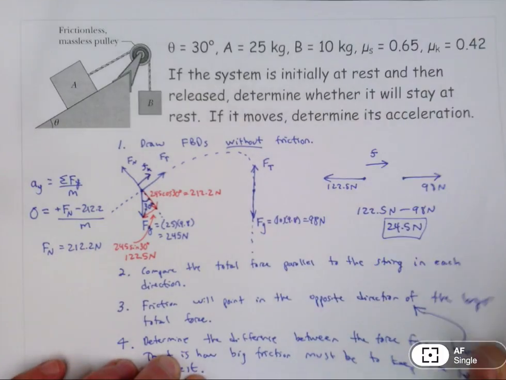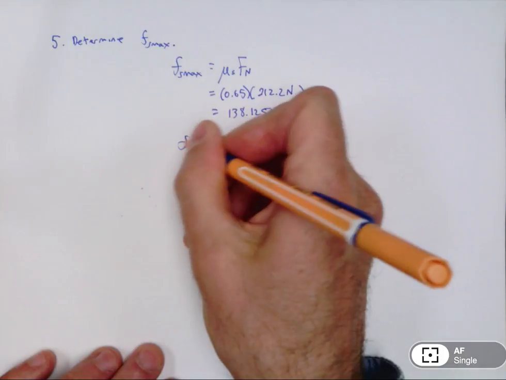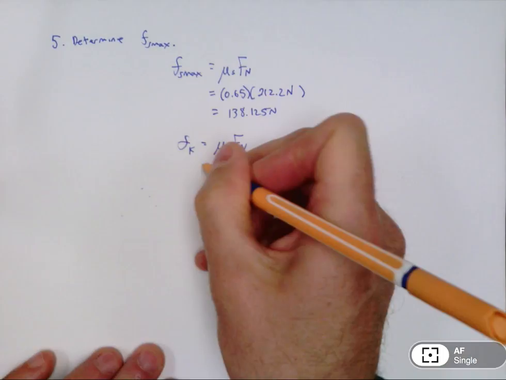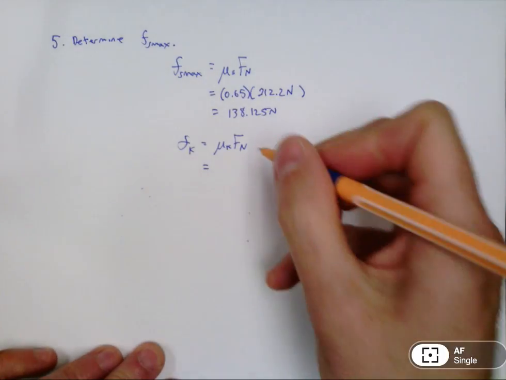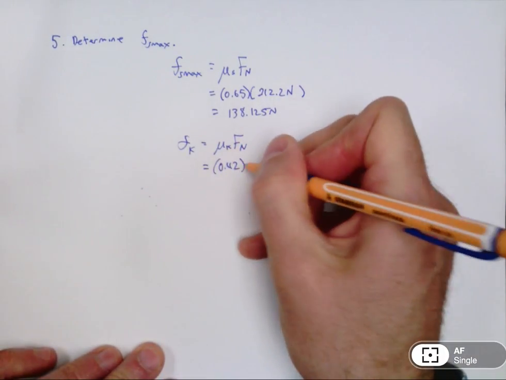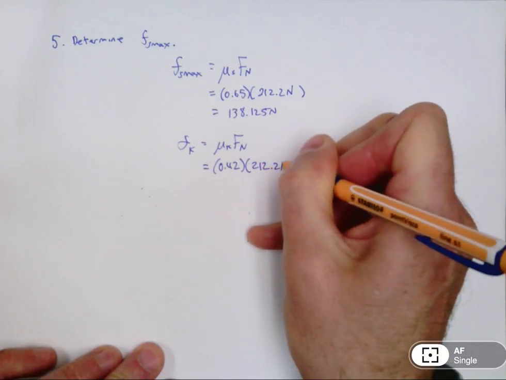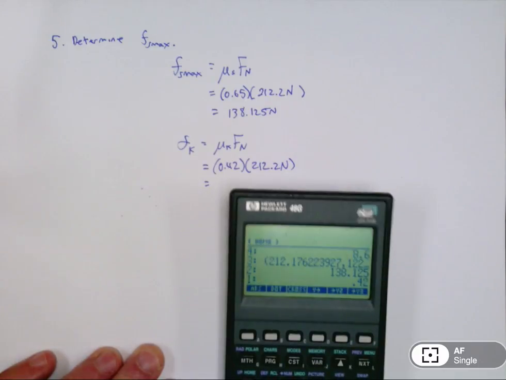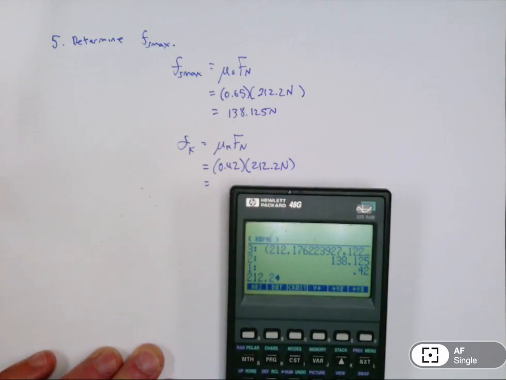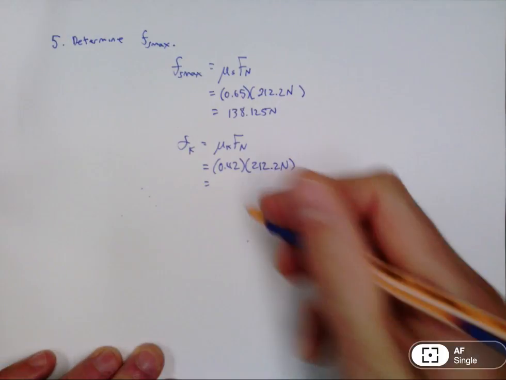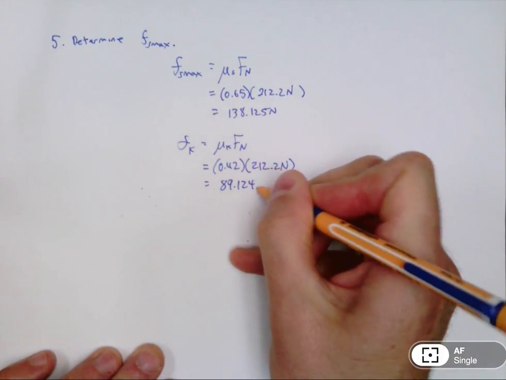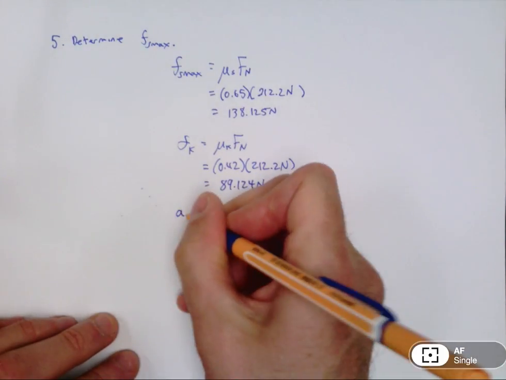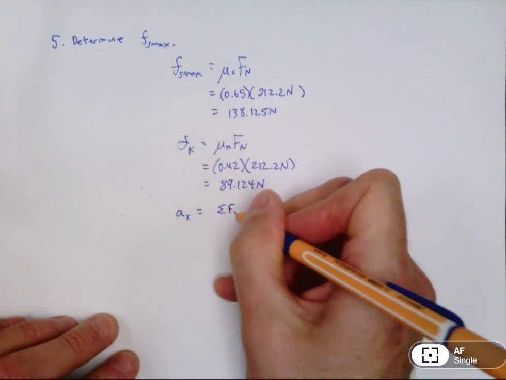So we're going to have to calculate how big kinetic friction is. So kinetic friction is equal to the coefficient of kinetic friction times normal force. Kinetic friction coefficient from the other page is 0.42. Normal force is still 212.2. So 42% of 212.2 is 89.124 newtons. So now we want to figure out the acceleration in the x direction.